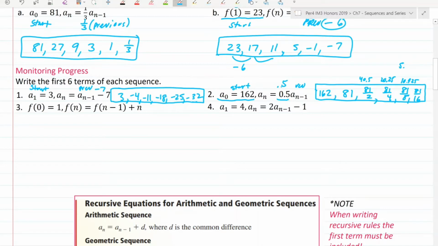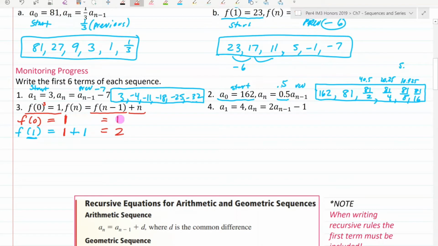Now for the next ones. These are a little bit tougher because of the way they're phrased. So I know that the first term, or the 0 term in this case, so f of 0 is equal to 1. Now, that's the start. This means the previous term plus n. So the next term will be f of 1. So the previous term is 1. And then we have to do plus n. N is this guy. So that's 1. So this term is equal to 2.